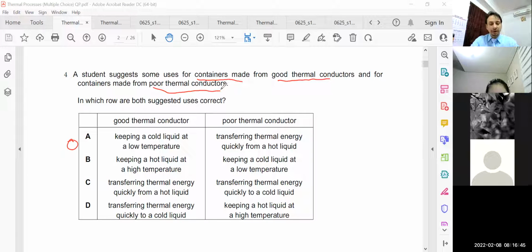So if we start from option A, a good thermal conductor, keeping a cold liquid at a low temperature.